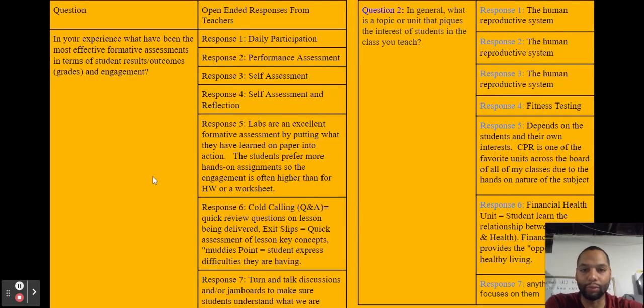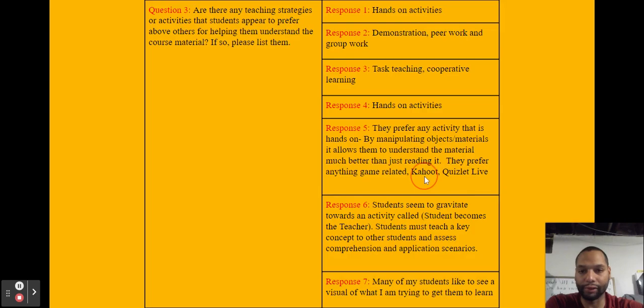This is just an example of the open ended and a chart I used to make it easier for me to see if there was anything reoccurring. So on the left, I put the question, and on the right, I made a row for each teacher and the response that they gave. So these were just for the open ended questions.